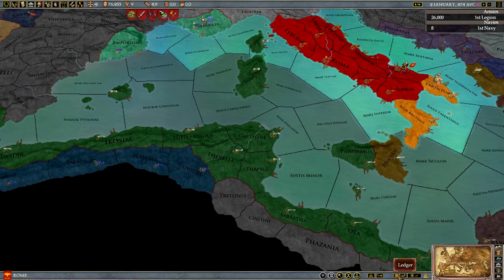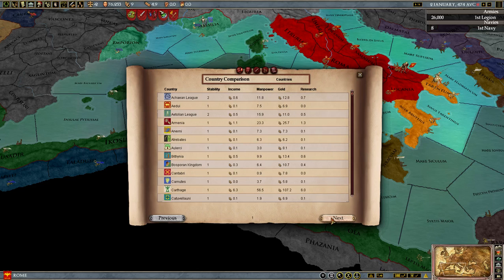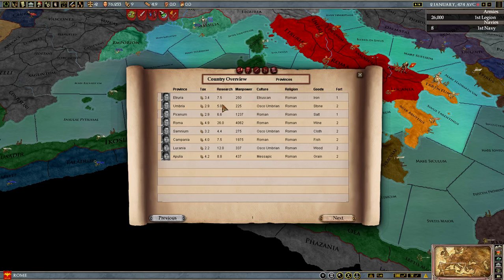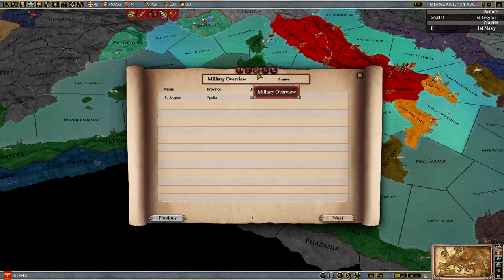Alright, next up, of course, the ledger, which is basically a gigantic information soak. Here we have our country comparison. Largest. Well, there would be a thing here, but we haven't actually unpaused the game long enough for the ledger to record anything. We have country comparison, country overview. This allows us to show our different provinces and who is the governor of them. This shows us research points, tax they're producing, manpower, culture, religion, goods that they're producing, and their fort level. Military overview shows us our armies and how strong they are currently.